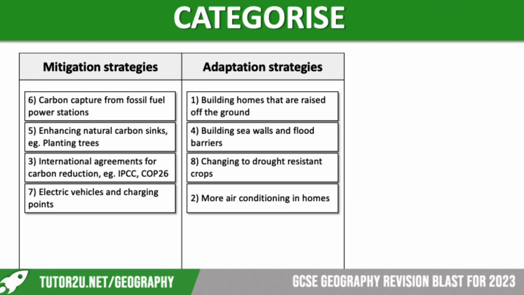For our adaptation strategies, we've got building homes that are raised off the ground, building seawalls and flood barriers, changing to drought-resistant crops, and having more air conditioning in homes.